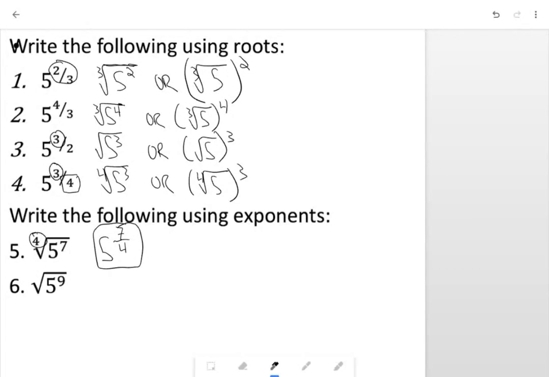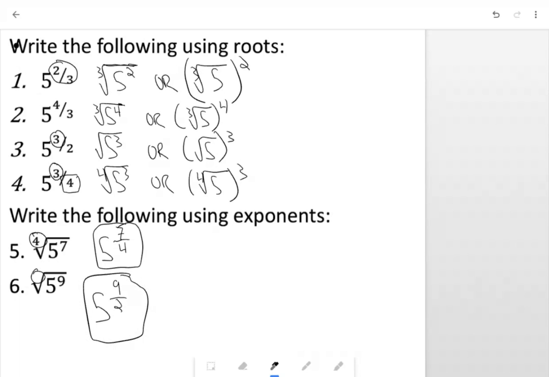And then for number 6, again, notice if I look here, there's nothing there. So that tells me it's a square root, which means the denominator is going to be 2. Denominator tells me the root. And then this is going to be a 9. So 5 to the power of 9 halves.